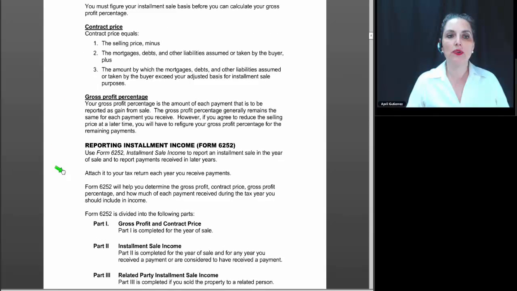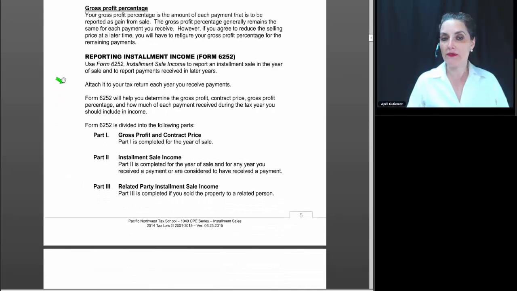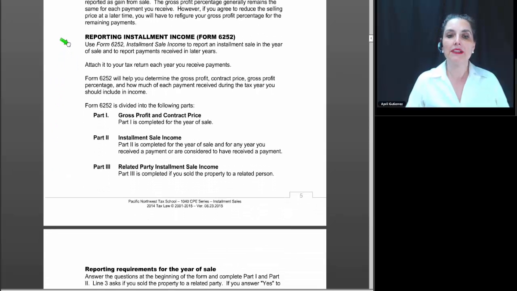Now, this particular worksheet is used to figure your gross profit percentage, but ultimately, in the end, you spend most of your time with respect to an installment sale filling out Form 6252. So we're going to spend a good part of today's class looking at 6252 and going through some illustrations of how we make the computations and make line entries on that particular form.